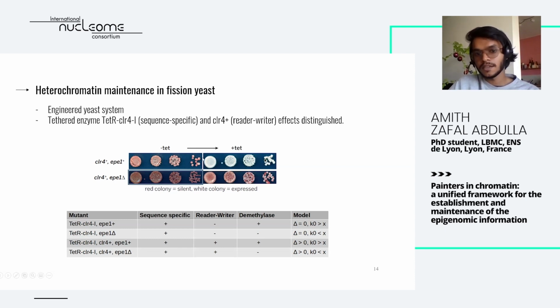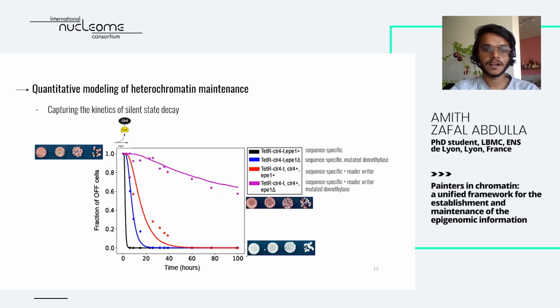So in this timeline, the cells do switch to active phenotype. But when the demethylase is mutated, we do see that the chromatin state can be maintained for about 100 hours. So now I'll show you how the kinetics work, like how this decay works. So on the Y, we have fraction of off cells, like the fraction of cells that are repressed. And then we are monitoring that over time.